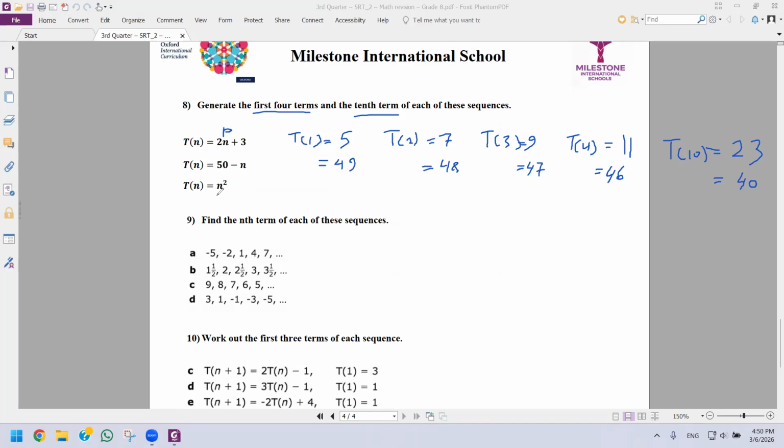Now, last one, we have n squared. So when I do T1, what does that mean? 1 squared. 1 times 1 is 1. When I do 2 squared, 2 times 2, 4. When I do 3 squared, 3 times 3, 9. Then 4 squared, 4 times 4, 16. Last one, it's 10 squared, which means 10 times 10, which is 100. So here we got the first 4 terms and the 10th term.